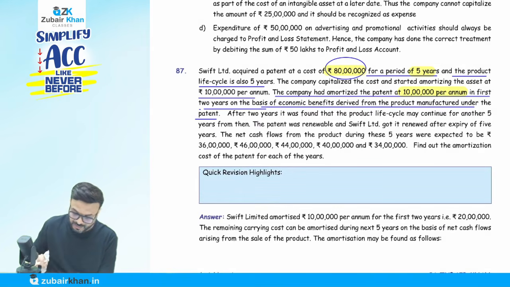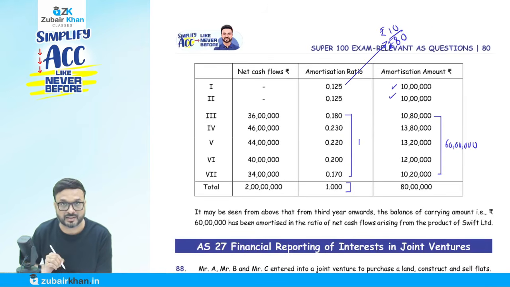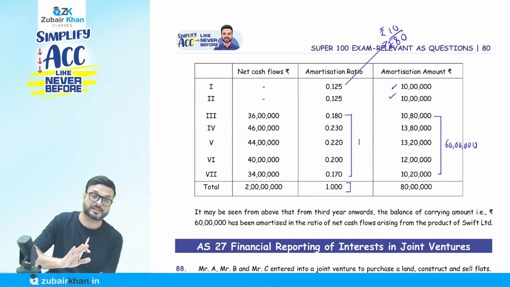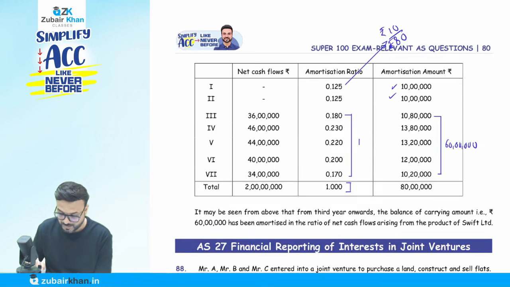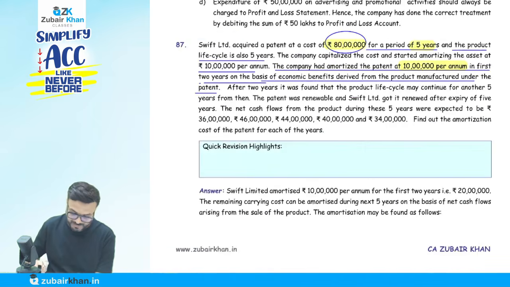So for the first 2 years, they recognized 10 lakh each year. What is the total cost? 80. So 10 divided by 80 is the amortization ratio, the cost that they have already amortized. Basically, we are not calculating the amortization, they already amortized it. 10 is what they amortized and 80 is the total cost. So they already amortized 0.125 in the first year, and the second year also 0.125, on the basis of future economic benefit, not SLM.